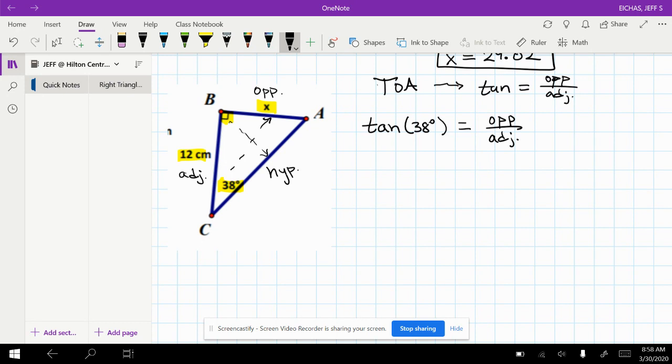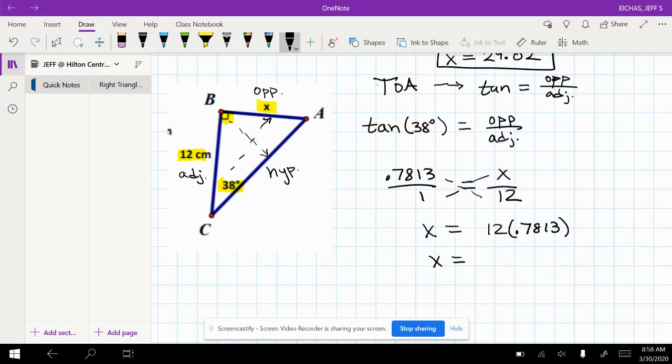So now tangent of 38. Okay, 0.7813 to 1, and x over 12. So that's those sides. Cross multiply. 1 times x is x. And then whatever 12 times 0.7813 is, 9.38 if we round to the nearest hundredth.